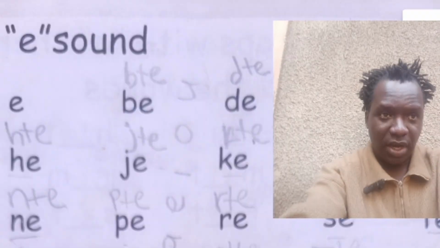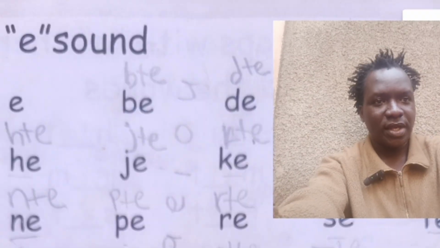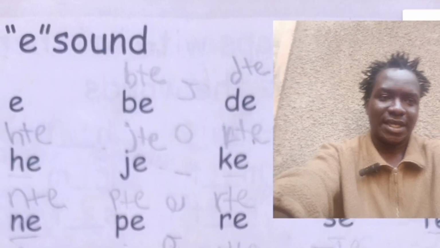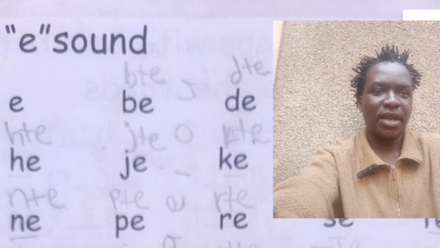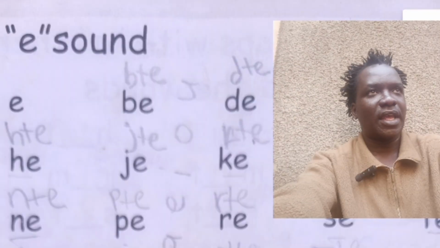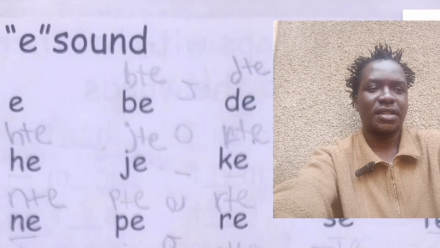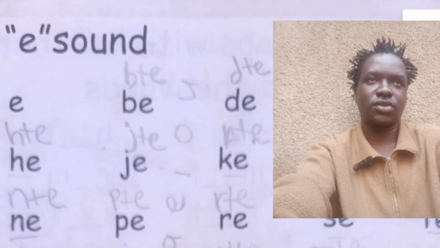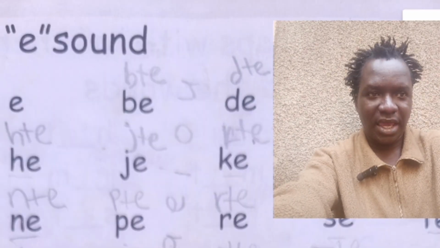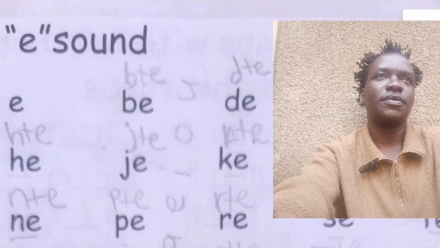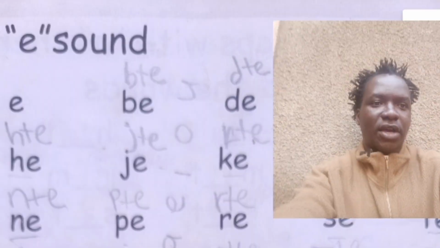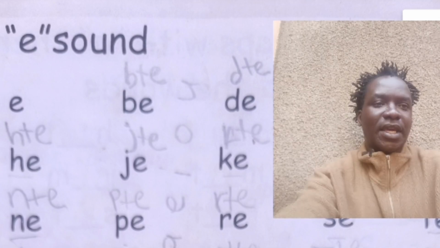Today we are going to learn how to read letters that have the vowel E in them. Remember that last time I said that E is a vowel letter and it sounds like A. So if you count the vowel letters, which are A, E, I, O, U. Okay, so E sounds like A. Here, sound is much more important than anything.